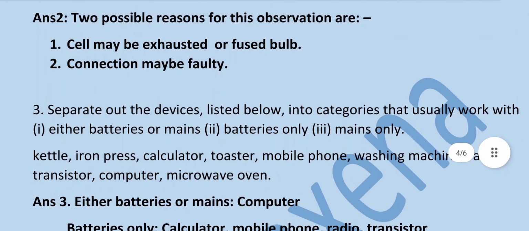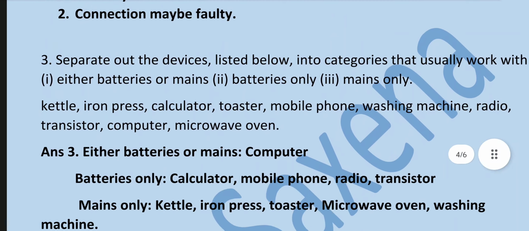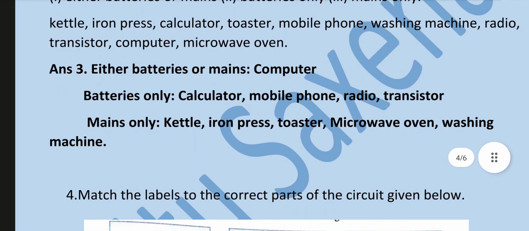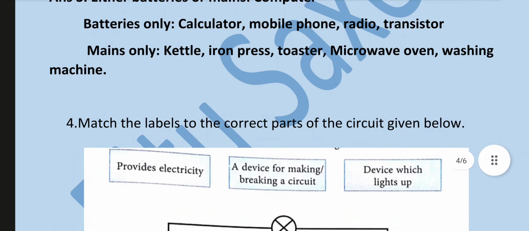Separate out the devices listed below into categories that usually work with either batteries or mains only. Now this is it. Either battery or mains, this is computer. Batteries only: calculator, mobile phone, radio, transistor. Though radio also works on electricity. Mains only: kettle, iron press, toaster, microwave oven, and washing machine.